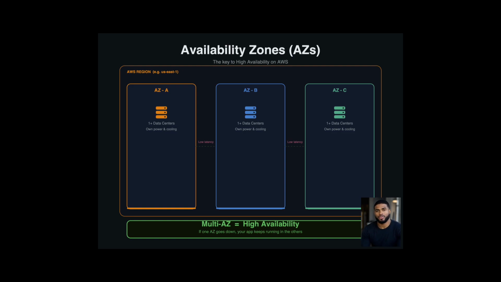And this is probably the most important thing I'll say today. When you deploy your app across multiple AZs, if one goes down, your app keeps running in the others. You'll hear this constantly throughout the exam. Multi-AZ equals high availability. Burn that into your memory. Oh, and quick gotcha. AZ names are randomized per account. So your US East 1A might be a completely different physical data center than your colleague's US East 1A. AWS does this to spread load evenly. Just something to be aware of.